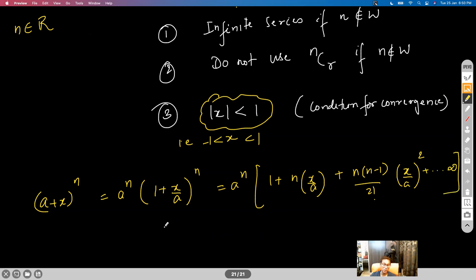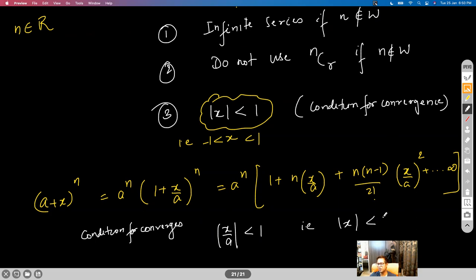Okay. So what will be your condition for convergence in this case? So condition for convergence here will be this term, mod X by A, should be less than 1. That is to say mod X should be less than mod A. Okay, let's say A will be given to you as some number. So please take that into your consideration. This will become your condition for convergence.